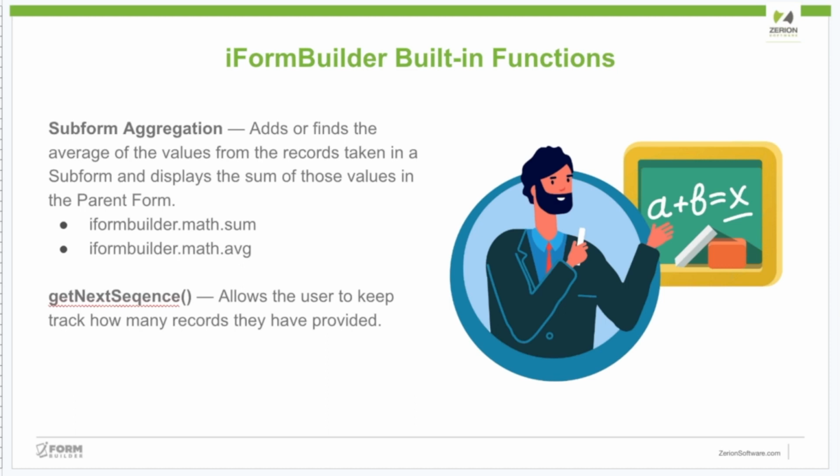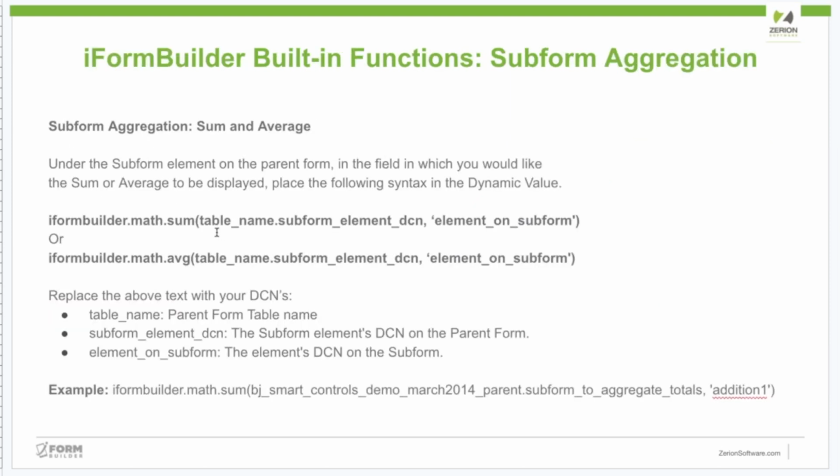If you can see up here, I do say that this is using most of the iFormBuilder built-in functions. It does not include the subform aggregation, math, or sum. So just to show you what that looks like, here is an example where you could have a subform attached to a parent form, and you could aggregate the sum of all the results or the average of all the results from the subform that was attached.